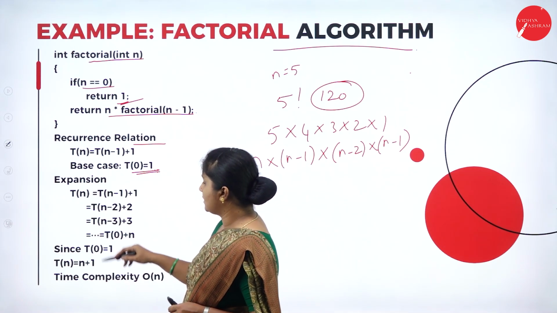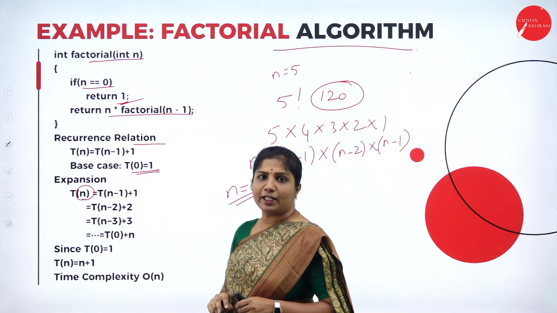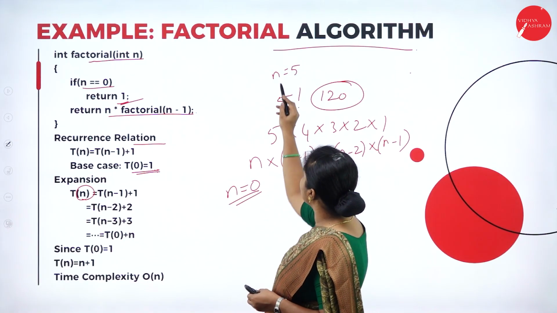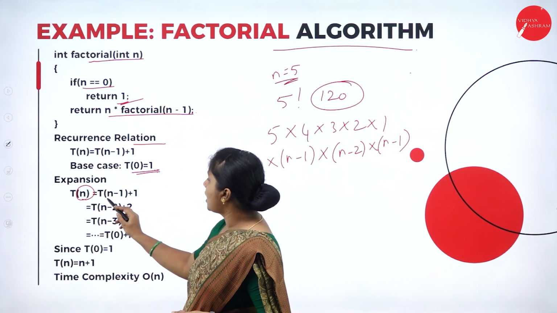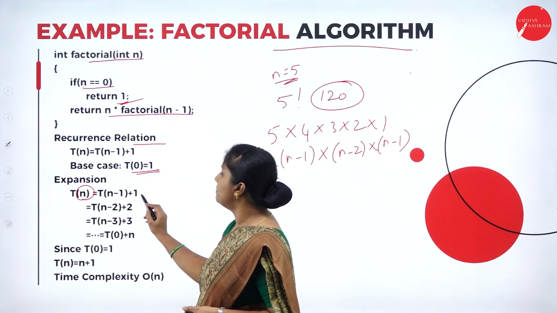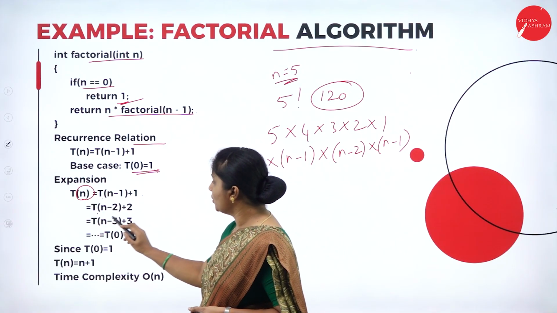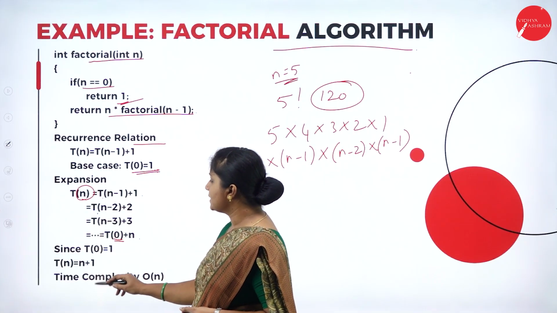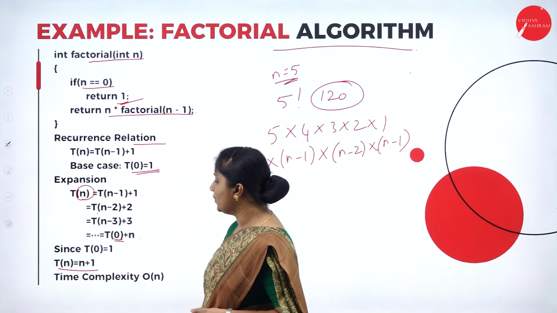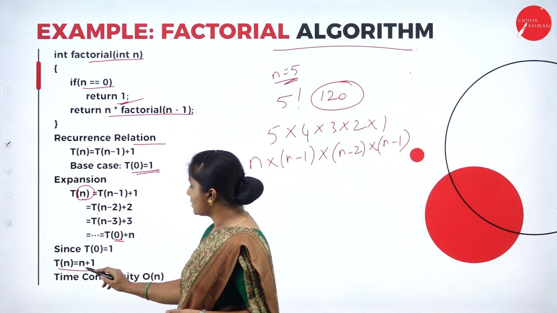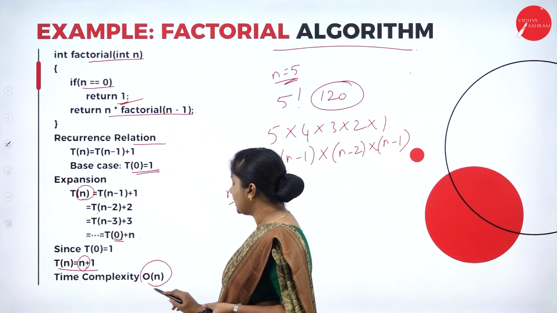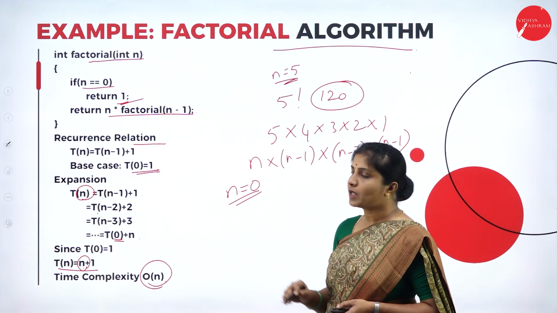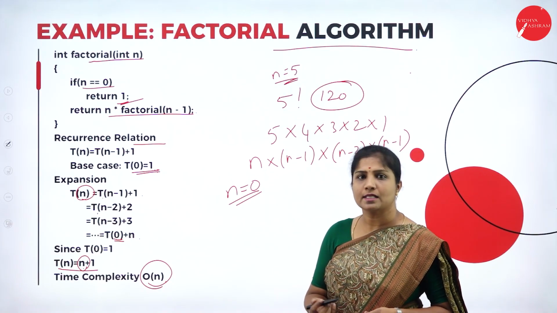If I expand this, evaluating for input n, where n equals 5 or anything it may be, it goes: T of n minus 1 plus 1, T of n minus 2 plus 2, T of n minus 3 plus 3, till it reaches T of 0 plus n. Hence I can say T of n is equal to n plus 1. Concentrating on the upper bound, the time complexity will be big O of n for the factorial of n. This is how I can analyze a recurrence relation.